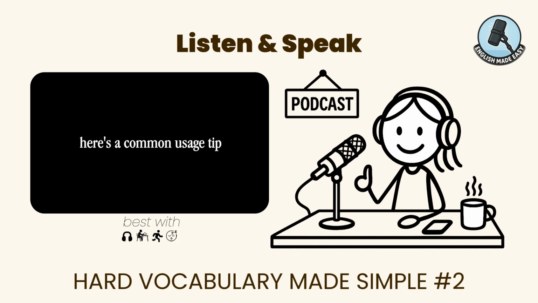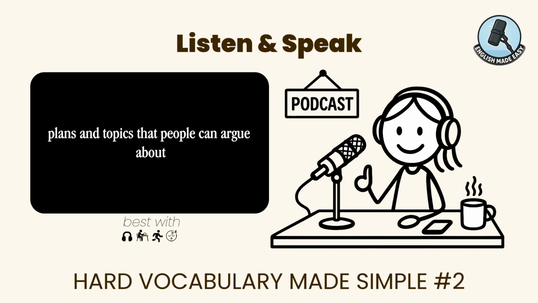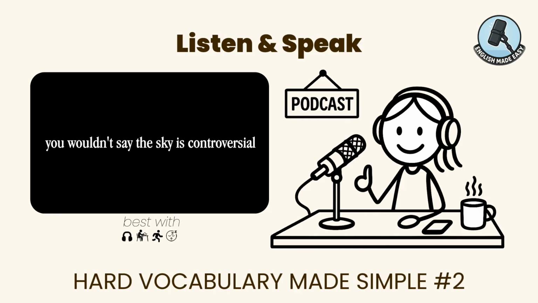Here's a common usage tip. We use controversial for ideas, plans, and topics that people can argue about. We don't use it for simple facts or objects. You wouldn't say the sky is controversial because everyone agrees it's blue. But a new law, a modern art painting, or a historical movie, those can all be very controversial. So, when you hear controversial, just think causes a big argument.